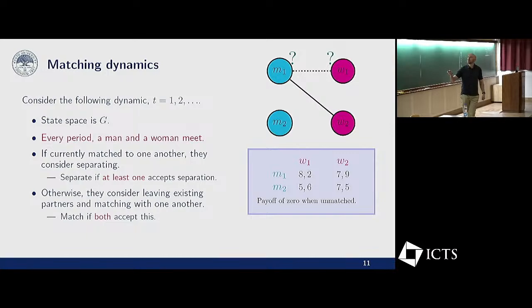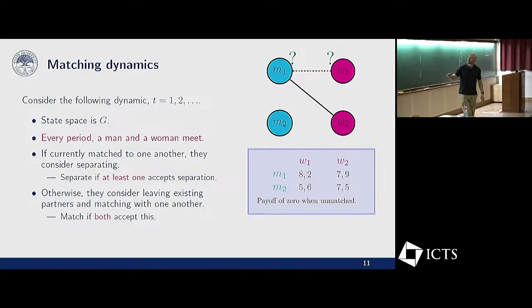A man and a woman meet, and if they are currently matched to one another, they consider separating, basically. Should we separate? If one of them wants to separate because they prefer it to being together, then they separate. If at least one of them accepts separation, you can't force someone to be with you. It doesn't require them both to agree to a divorce.